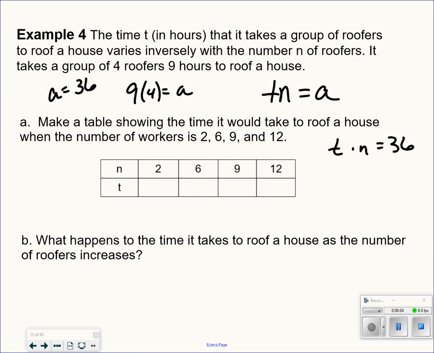Now they're giving me a variety of n's. So if n is 2, 18 hours. If n is 6, 6 hours. If n is 9, 4 hours. If n is 12, 3 hours.